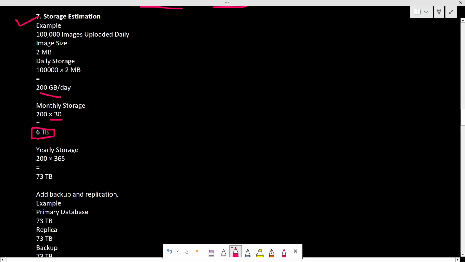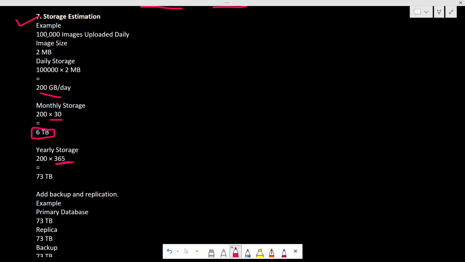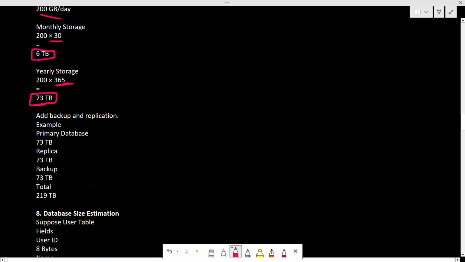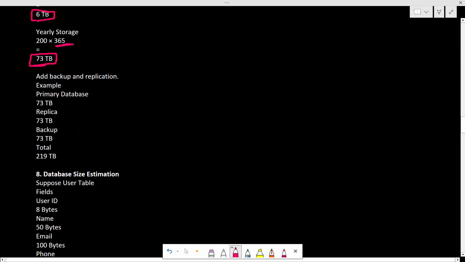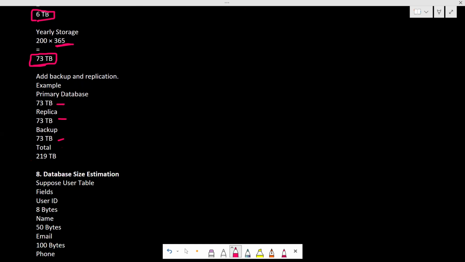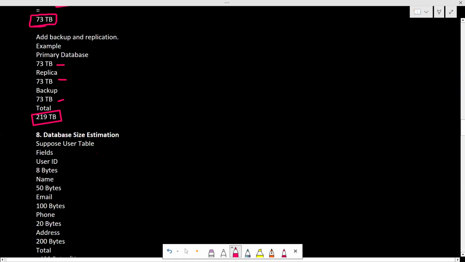Okay. So yearly storage, 200 multiplied by 365, which is approximately 73 TB. So these calculations help determine the storage infrastructure and backup strategy. So add the backup and replication: primary database 73 TB, replica 73 TB, backup 73 TB, and the total is 73 multiplied by 3, which is 219 TB.